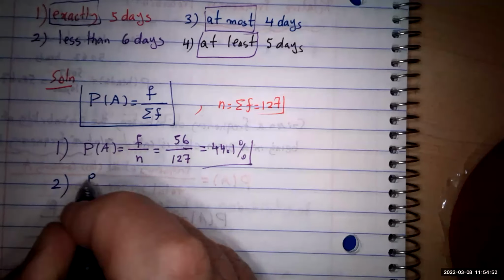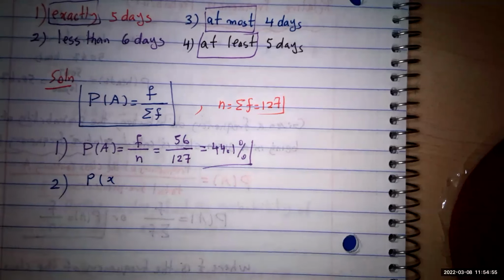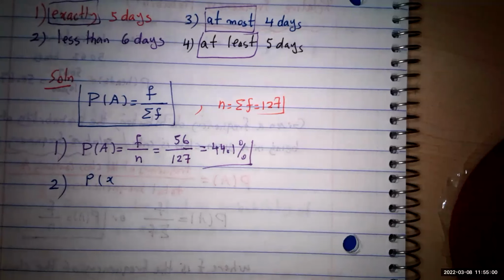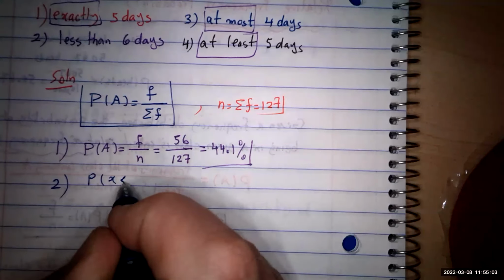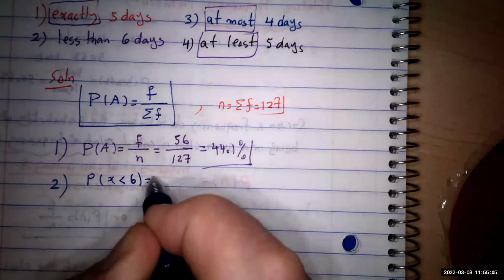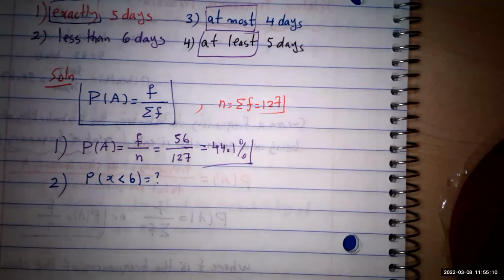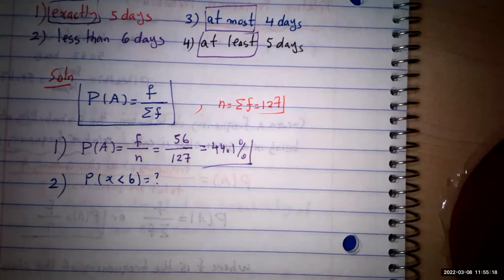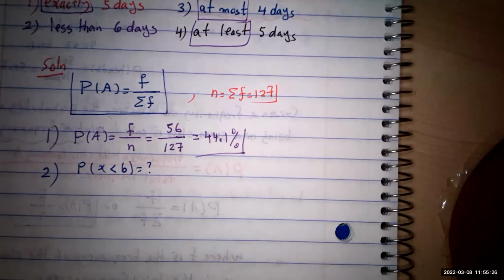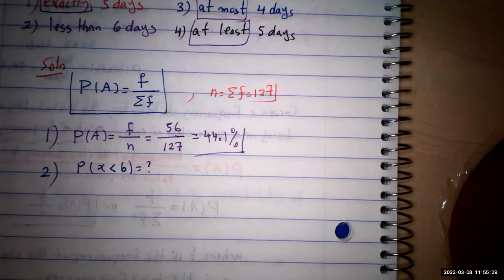You want to find the probability where X is the number of days that a patient stays in hospital, and you want X to be less than 6. That's going to be your question, just for your information. So when X is less than 6, remember X is the number of days. What are the possibilities? Any suggestion? If X is strictly less than 6, what are the possible values of X?